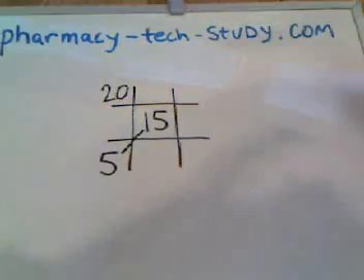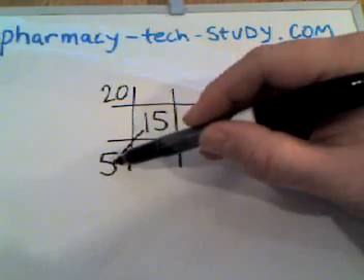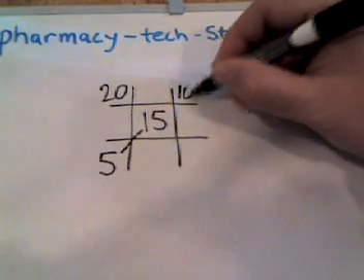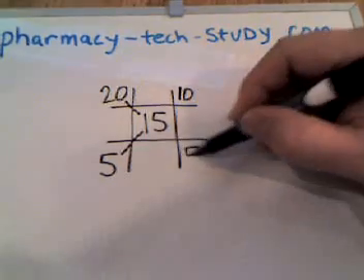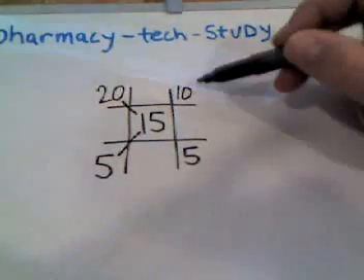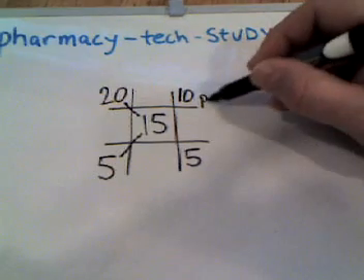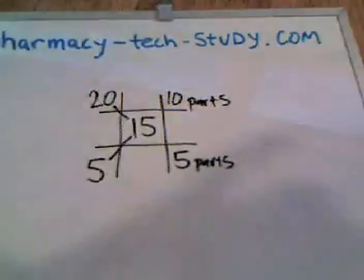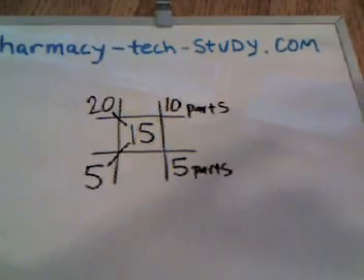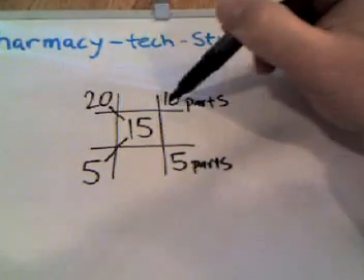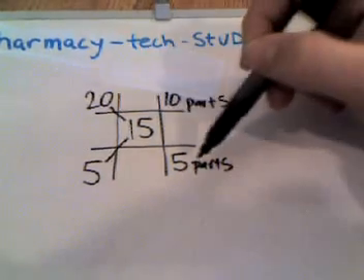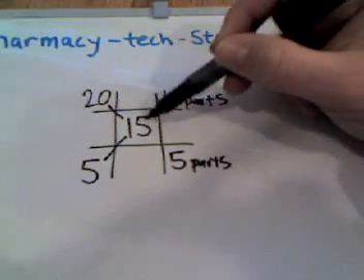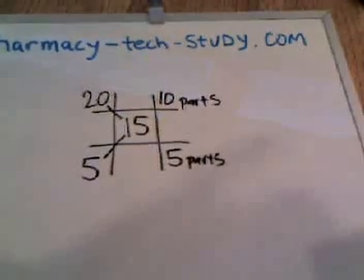Okay, next you want to find the difference between the boxes diagonally going this way, and in this case it's 10, and this way it's 5. So what we have now are these two numbers, which represent parts of the mixture that we would use to make this concentration. So what this means is that if you took 10 parts of the 20% and 5 parts of the 5% and mixed them together, you would get a 15% concentration.